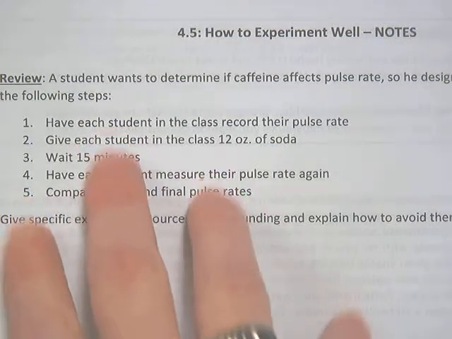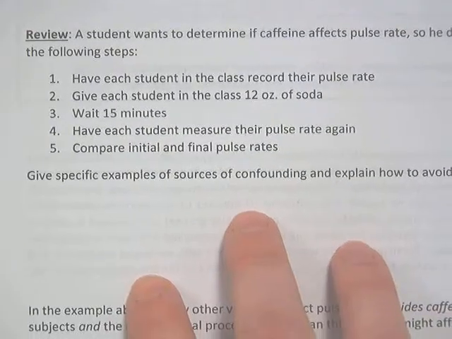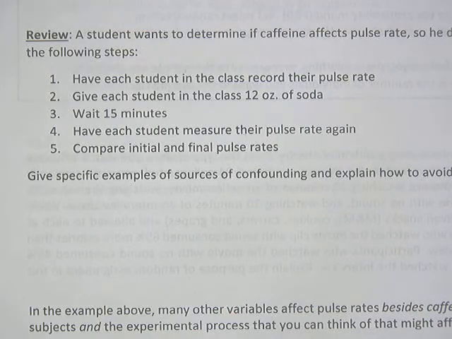All right, this is the experiment that was in our notes last time that a student designed to see if caffeine affected pulse rate. So he said, all right, let's pretend it's this class. All of you take your pulse rate, and then I'm going to give you a can of Coke. We'll wait a few minutes, take your pulse rate again, and then compare. Well, we talked last time about some variables that could influence your pulse rate other than the caffeine.